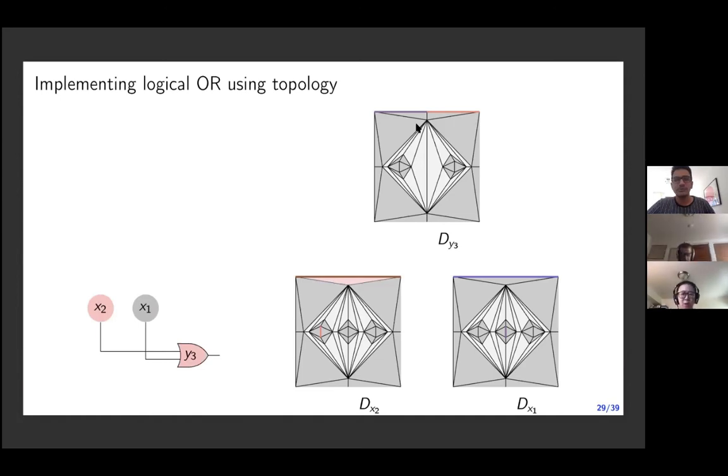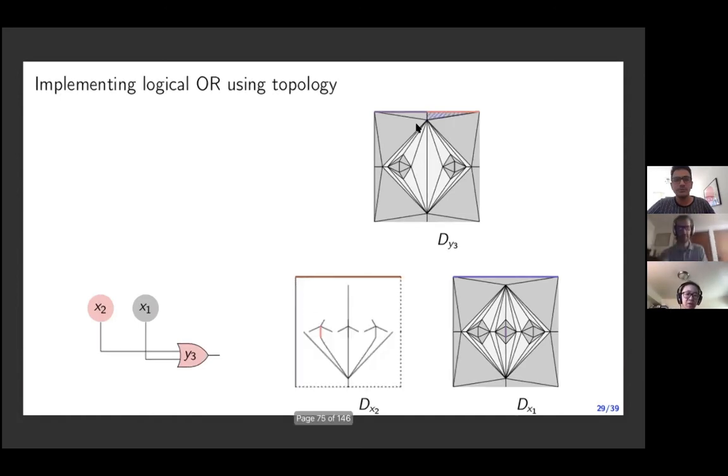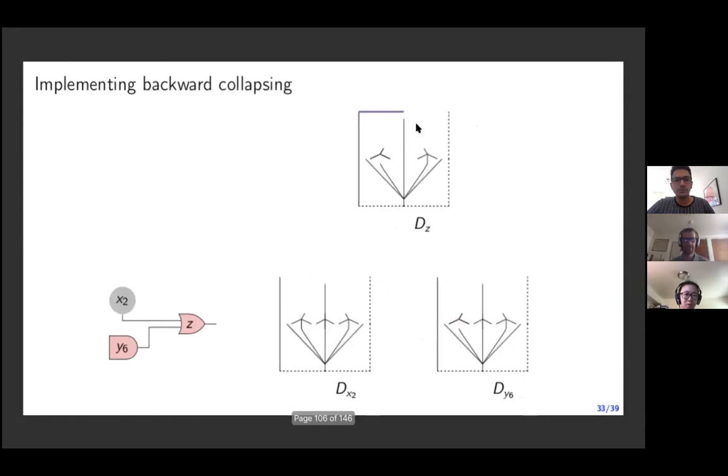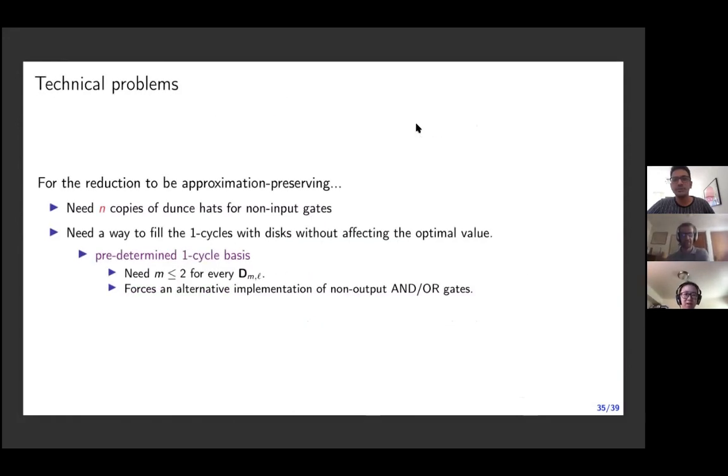My second question is that you mentioned in the technical slides, one of the slides says technical problem. You mentioned there's some sort of loop you want to fill. That is, again, a little bit lost on me. Where does this one cycle come from, number one? And when you say predetermined one cycle basis, can you explain a little bit more? Where does this one cycle arise?